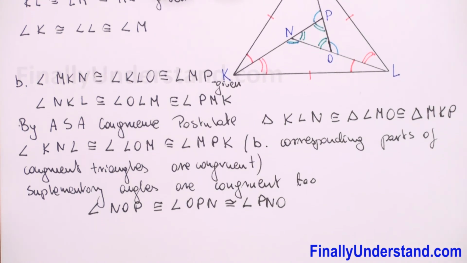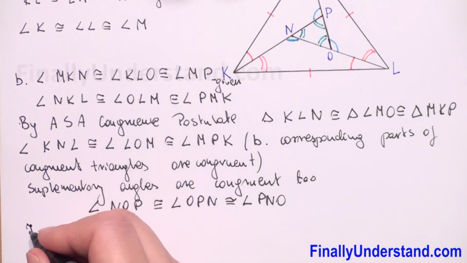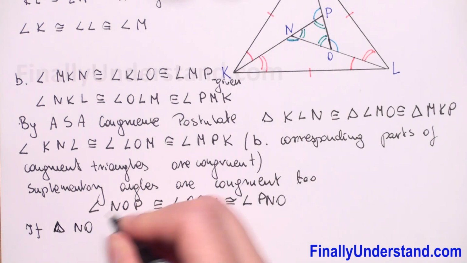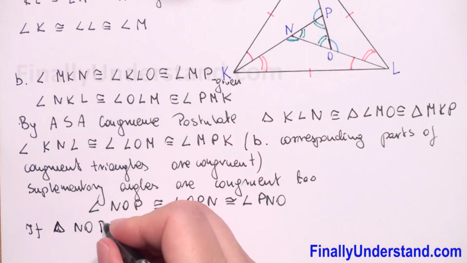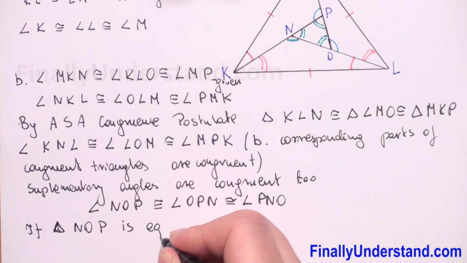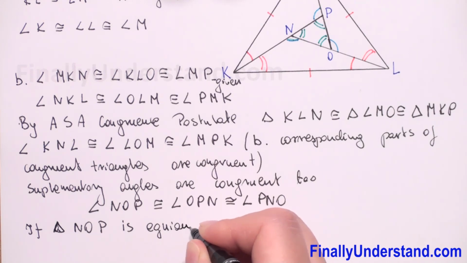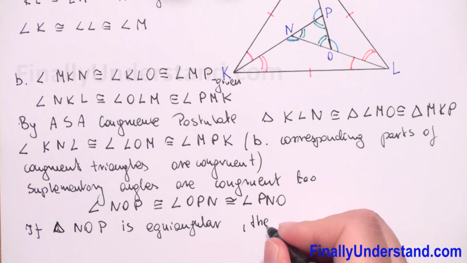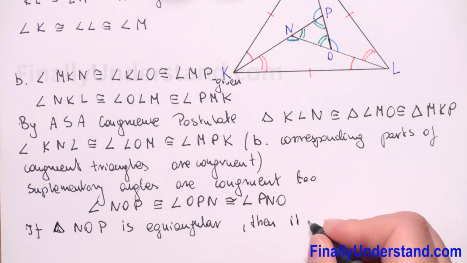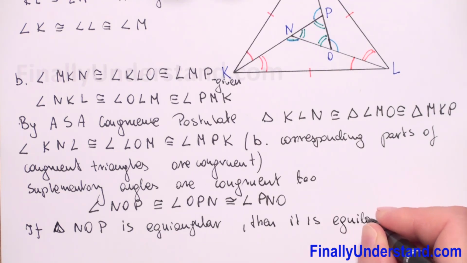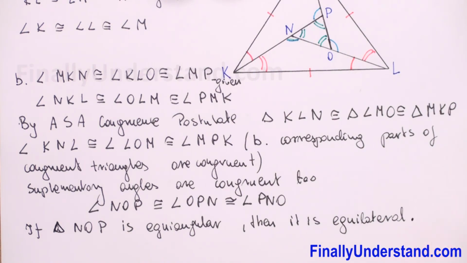So we can write that if triangle NOP is equiangular, then it is equilateral. So this is my solution.